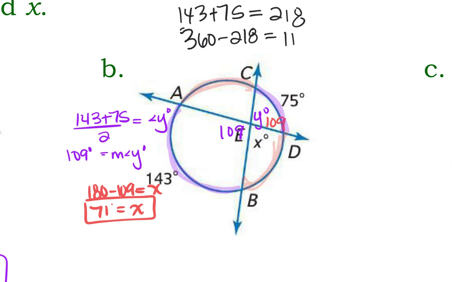142? Okay, so if this one plus this one is 142, how do I figure out angle x? Just divide that by 2, and we still get 71 degrees. So option 2, if it's something you want to write down.